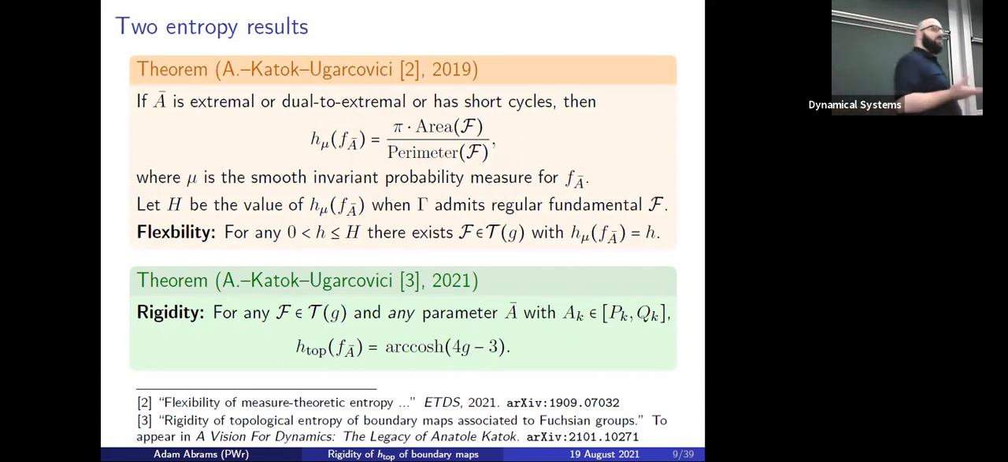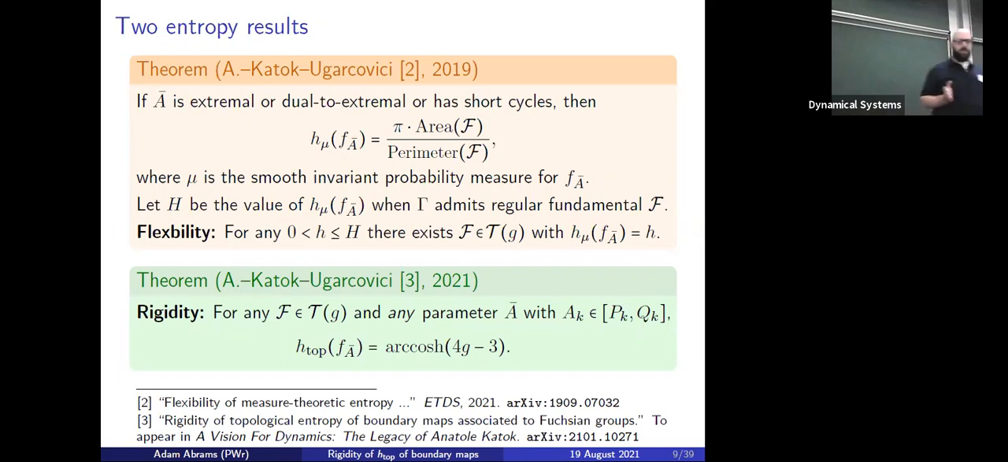So I feel like I'm stealing from the previous talk. I had Fuchsian groups from Julio's talk, and now I have measure-theoretic and topological entropy from Andrei's talk. But when I was here last time, I presented this orange result about flexibility of measure-theoretic entropy, which was brand new at the time. I'm not going to talk about that result today. I pretty much just have it here to compare and contrast with the result I want to explain today, which is rigidity of topological entropy.